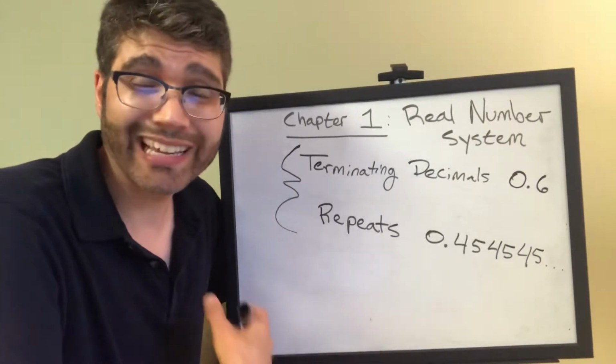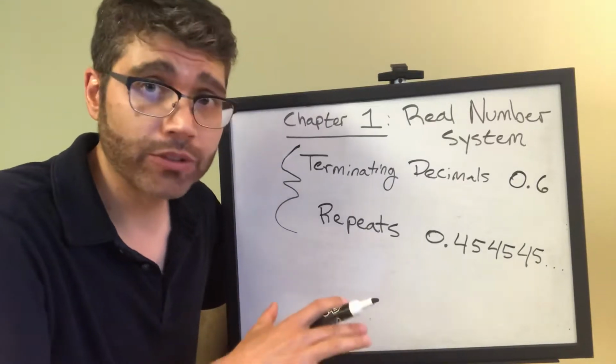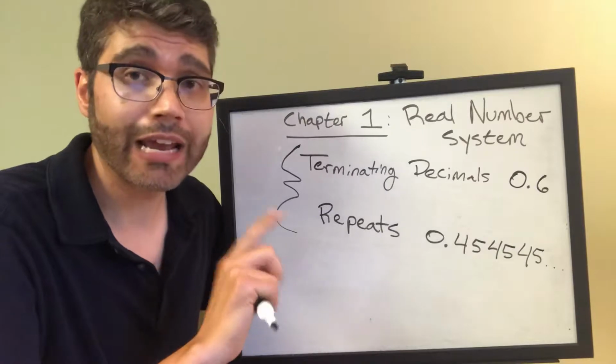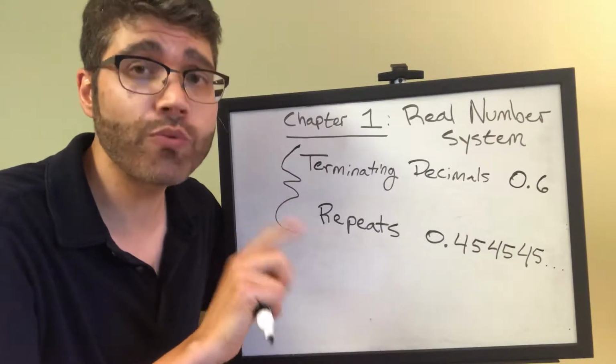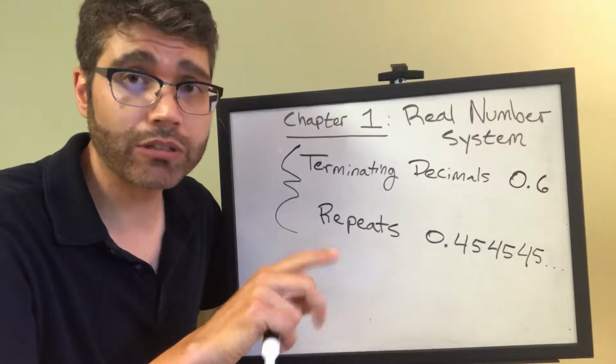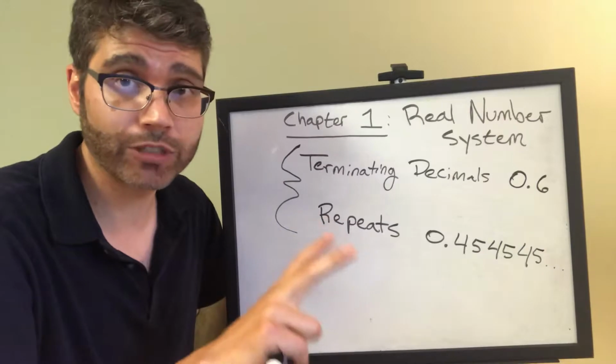All right, so in this video, we're going to continue talking about decimals. Now, not all decimals are rational. The decimal that we saw in the last video was rational, and I'm going to talk to you about two ways that you know whether a decimal is rational. Okay, so there are two ways that a decimal can be rational.